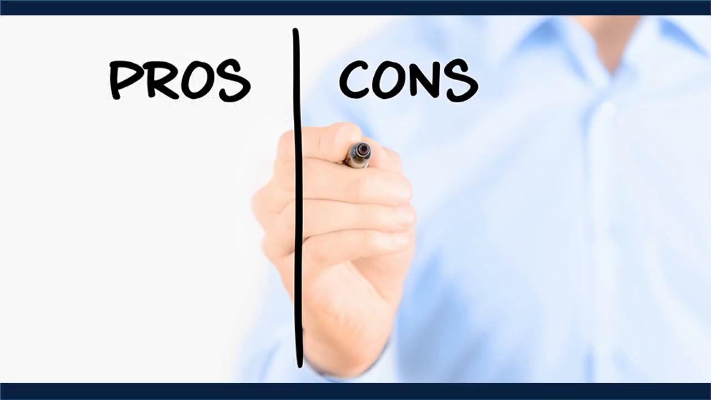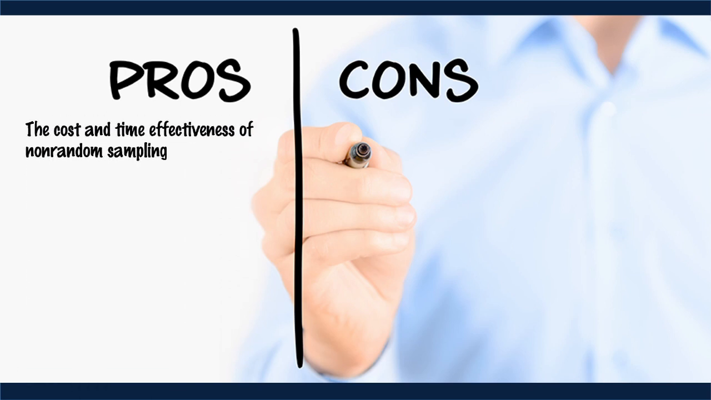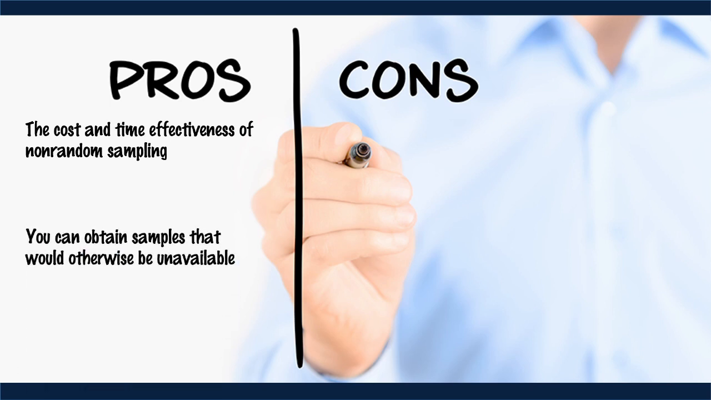There are several advantages and disadvantages of using non-random sampling procedures, some of which I'll mention here. The biggest advantages of non-random sampling are the lower cost and lack of time needed to be spent on sampling in comparison to random sampling procedures. Likewise, in the case of purposive and snowball sampling, you can get access to samples that would otherwise be unavailable to you as a researcher.